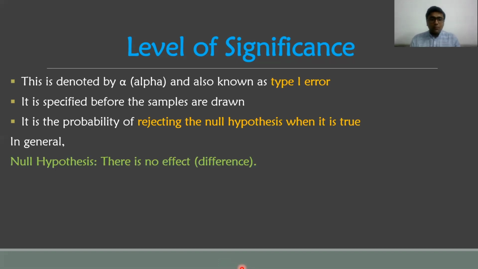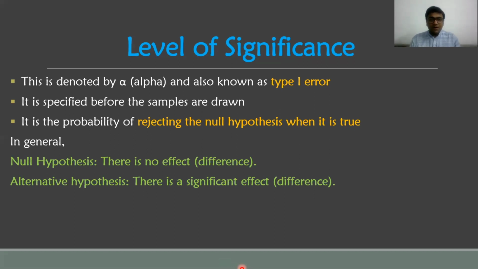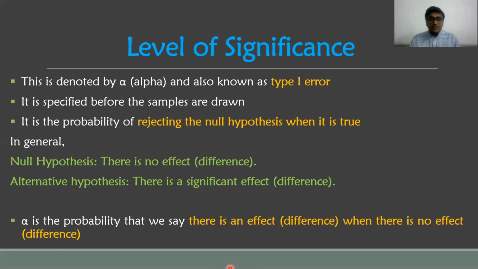In general, the null hypothesis is there is no effect or there is no difference. Alternative hypothesis is there is a significant effect or difference. Now this alpha shows that we are rejecting this null hypothesis when it is true. So when the null hypothesis is true, we say that there is no effect. But we are rejecting this null hypothesis and we conclude that there is an effect. So alpha is the probability that we say there is an effect when there is no effect.